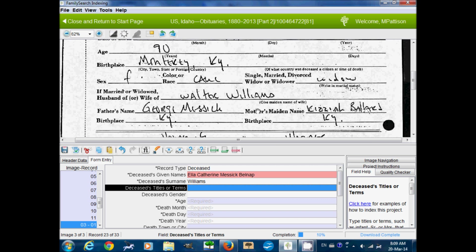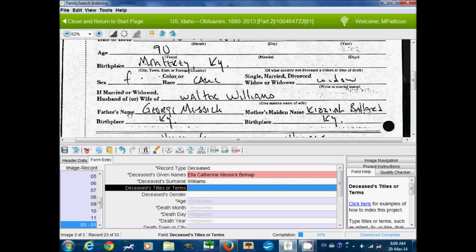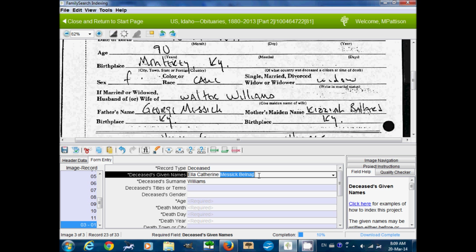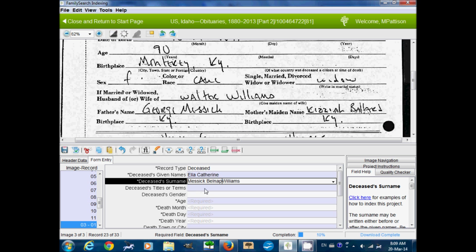So we go down here a little farther, and we see that her father's name was George Messick. So we know that Messick was, at one point in her life, her surname. This is her maiden name. So we can go back now. I'm going to take out this Messick Belnap and put it down here. We can only do this because we have this additional information that her father's name was Messick. So we know that her maiden name was Messick.